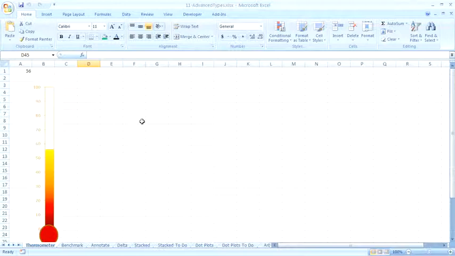If you're interested in any of these charts, feel free to pick up my book, Excel 2007 Charts and Graphs, where I explain how to make each one. I'll close this file.